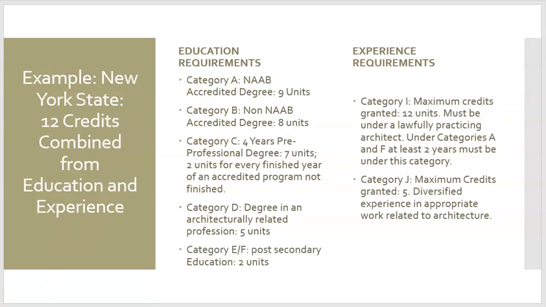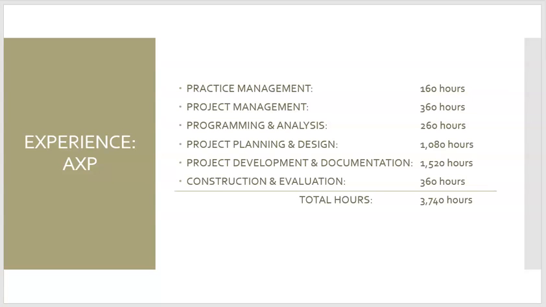There are other ways to get your experience requirements, though. You can have a NAB accredited degree, a non-NAB accredited degree, which gives you 8 units, a pre-professional degree with 2 years in an accredited program that you didn't finish, which is 7 units, a degree in architecturally related construction management is one of these, and that would be 5 units. And then if you get a non-architectural degree with a post-architecture degree, like a master's in architecture, it would count as 2 units.